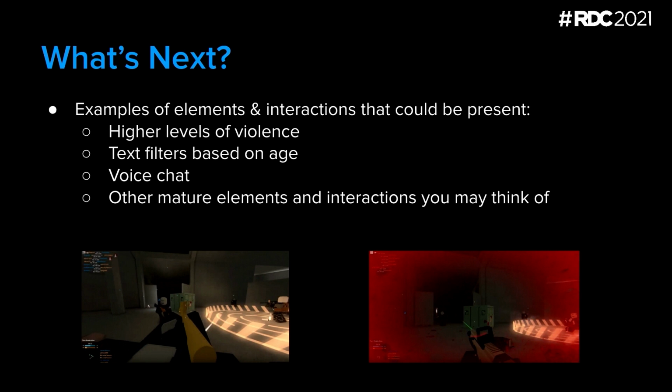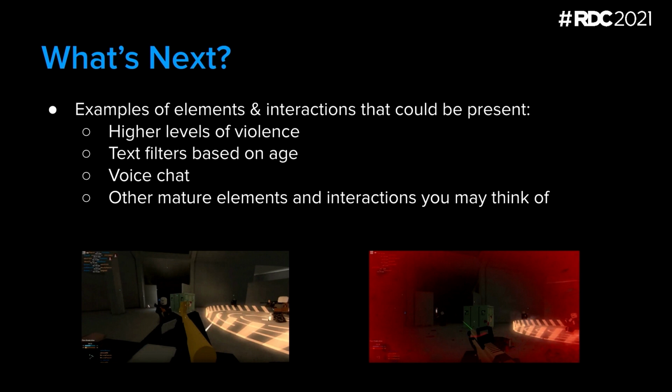So what kind of content can exist on the platform once we do open it up? A few examples we thought of: levels of violence, or more dynamic text filters. Roblox text filters are pretty strict because we want to keep our users and kids safe. But if we know that a given experience is only going to be available for 17+ users, there's no reason why we wouldn't allow more free communication.